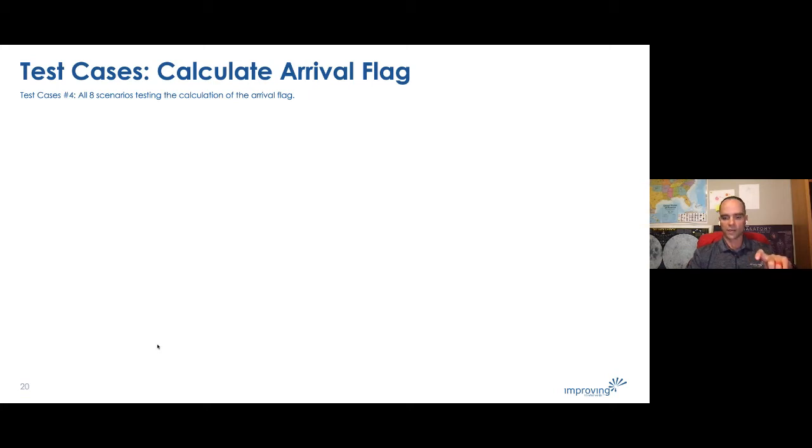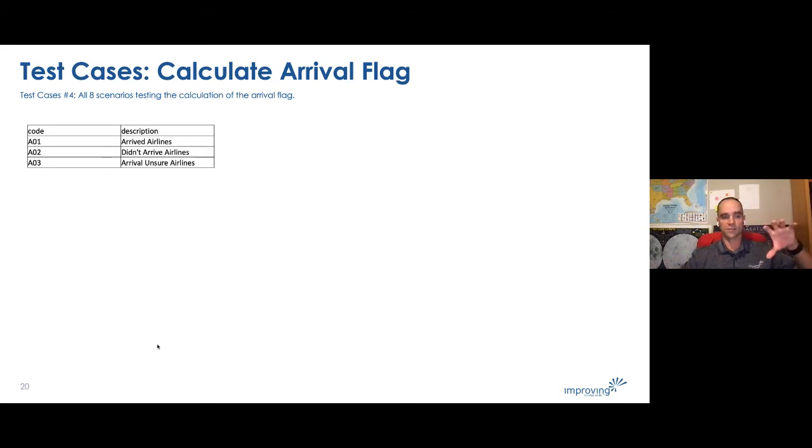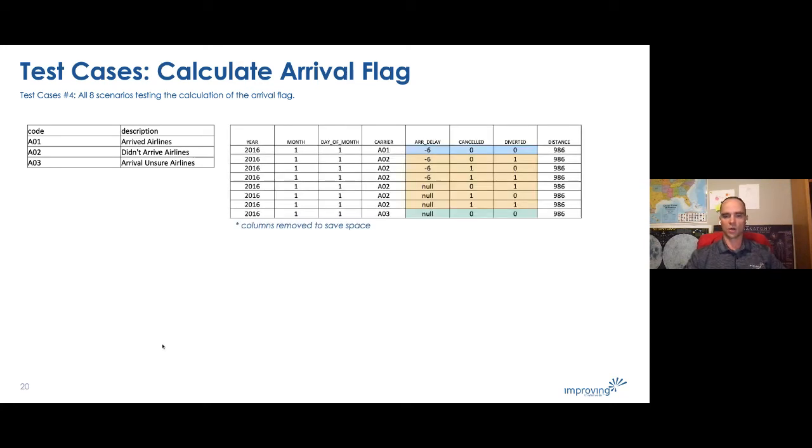Now for the arrival flag, I'm going to add a column called arrival flag. This is going to help me calculate the percentage that arrived and the arrival performance. This one I'm going to do as, instead of three separate cases, eight test cases. I'm going to put them all in the same test data. I narrowed the table in this slide just so that we can see what I have in here, and you can kind of see how I set up the data.